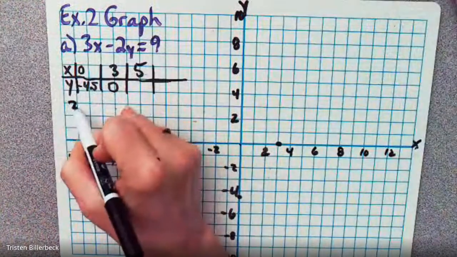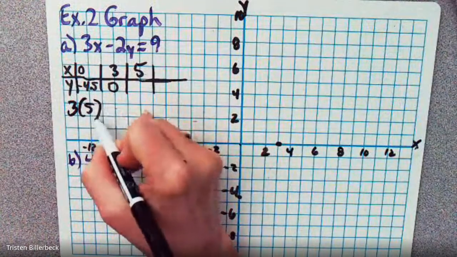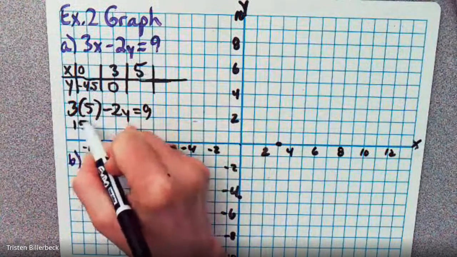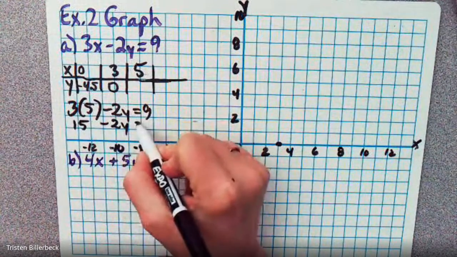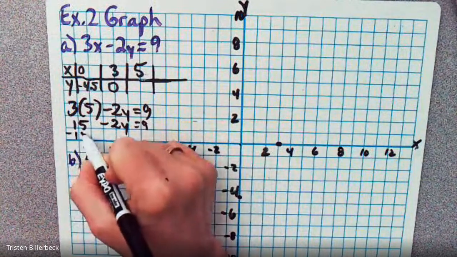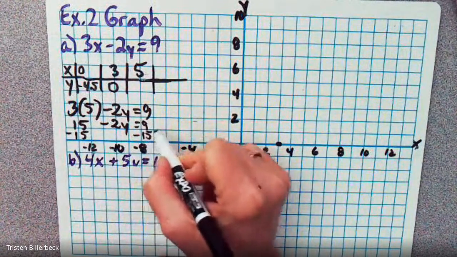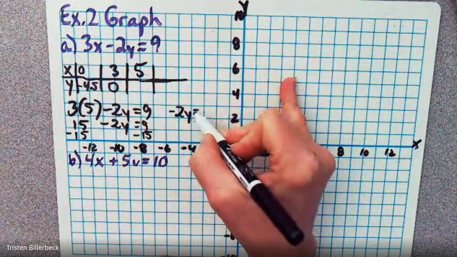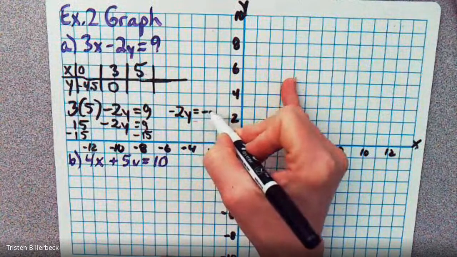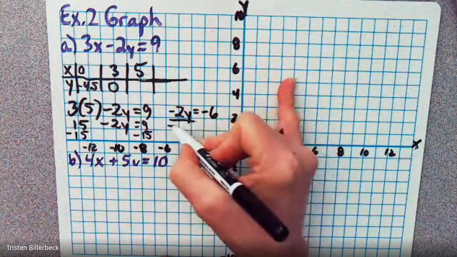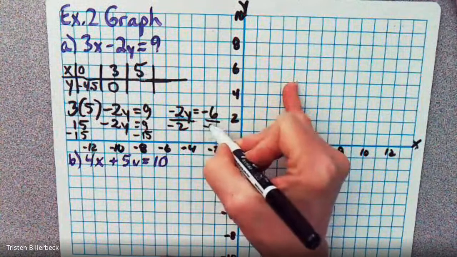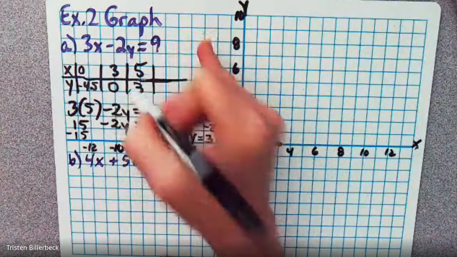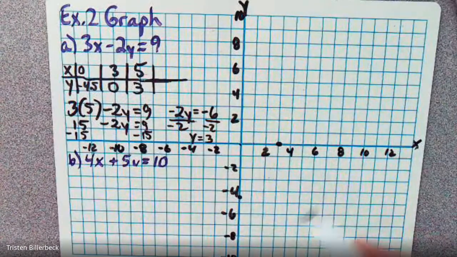Okay, so we have 3 times 5 minus 2y equals 9. So that gives us 15 minus 2y equals 9. So we subtract 15 on both sides, and that gives us negative 2y equals negative 6. So when we divide by negative 2, look at that. We get y equals 3. So that's a nice point. No half points. It's a good point.